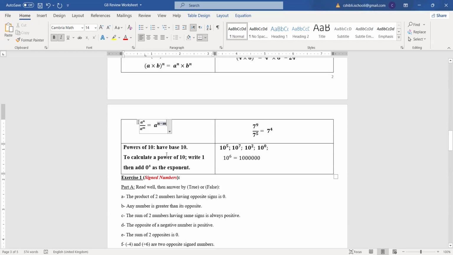Finally, we will have something called the powers of 10. Powers of 10 are the powers that have base 10. For example, 10 to the power 5, the base is 10. 10 to the power 7, the base is 10. The base will always be 10, whatever the exponent is. To calculate a power of 10, we always write the 1 from the 10 and we add as many zeros as the exponent. For example, if I want to calculate the value of 10 to the power 6, since it's a power of 10, from the base I take the 1 and I add 6 zeros as the exponent. All the rules of powers I talked about above also apply to powers of 10.